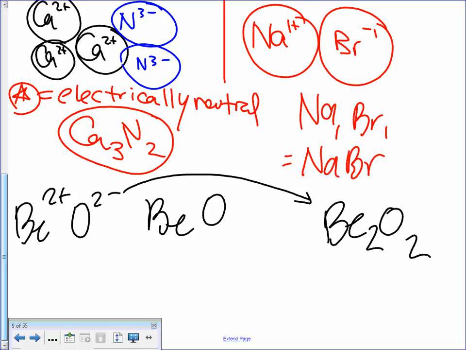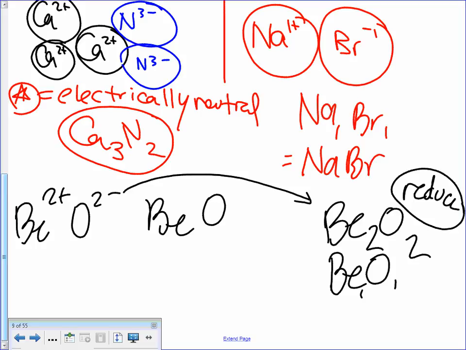So this 2 and 2 needs to be reduced to BeO, 1 and 1, or BeO assumed ones. So that's actually something very important too. Reduce those things if they can be reduced. So 2 things we just learned. Electrically neutral is just the number of ions required to neutralize each other's charges. And if you have a ratio that can be reduced, you need to reduce.